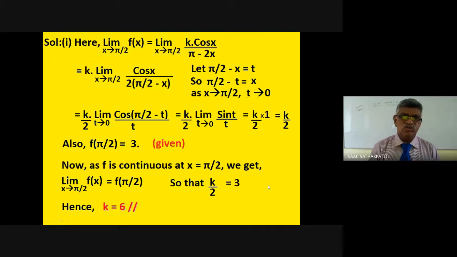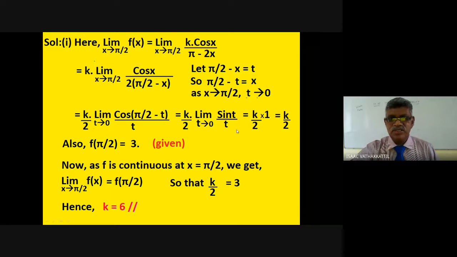Substituting this, we get k by 2 into limit t tends to 0 of cos of pi by 2 minus t upon t, and cos of pi by 2 minus theta is sin theta. I remind again, cos of pi by 2 minus theta is sin theta. So cos of pi by 2 minus t is sin t. Sin t by t, limit t tends to 0, that is 1. So k by 2 into 1 is k by 2. F of pi by 2 is given as 3 in the question. Since f is continuous at x equal to pi by 2, limit x tends to pi by 2 of f(x) equals f of pi by 2. That is k by 2 equal to 3, k equal to 6.